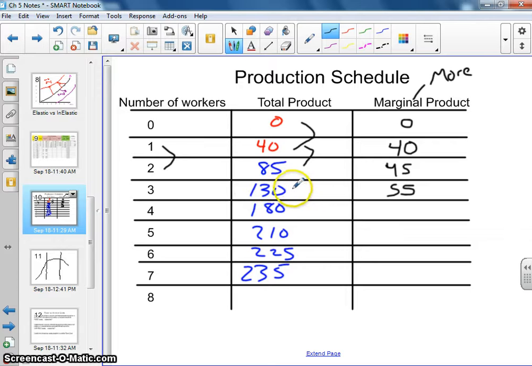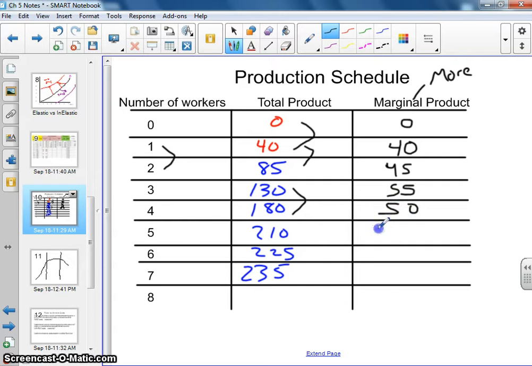And then we get up to adding our 4th worker. If we add our 4th worker, we go from 130 to 180. Now the difference between those two is 50. Are we getting more product by adding that 4th worker? Yes, we do. We're not quite as efficient though. Our most efficient point from what we can see so far is over here at 3 workers. We're getting the most bang for our buck. By adding that 3rd worker, we got 55 additional ice cream cones. Add that 4th worker, it's still more, but in this case it's only 50.